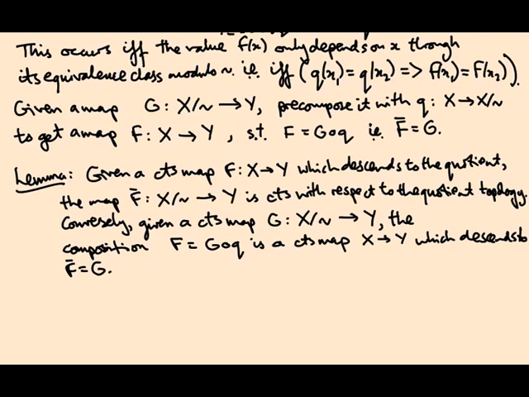Okay, so the two things we need to prove, actually the easiest one is the converse. So if I give you a continuous map, I want to show that its composition with this quotient map is continuous. Well, that's true because we saw that compositions of continuous maps are continuous, and we saw in the last video that the quotient map is continuous. So the converse is clear. The converse is true because F is a composition of continuous maps.